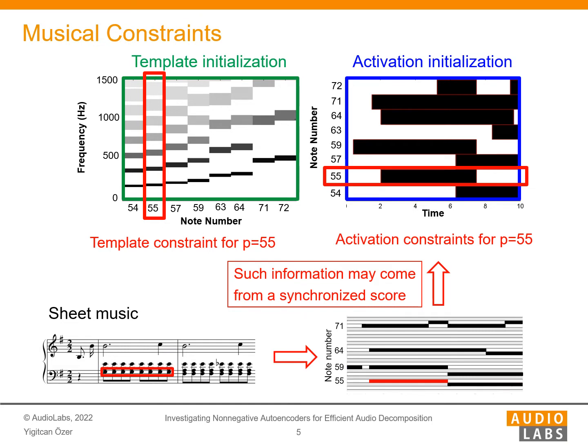For the decomposition of music recordings, one can also introduce further musically plausible constraints which guide the learning process. Here, we see the initialization process for the Prelude by Chopin. On the left-hand side, we see the initialization of the templates using a sparse harmonic model. This constrains the undesired frequencies in the template matrix, as zero values remain zero across the optimization. Similarly, using the score information, activations can also be constrained. In the figure, we show the initialization for the pitch number 55.